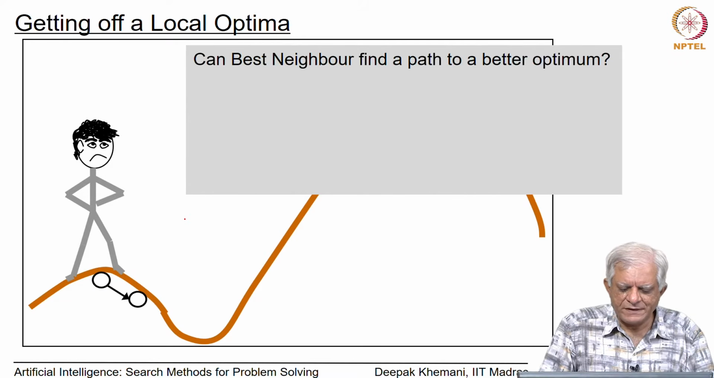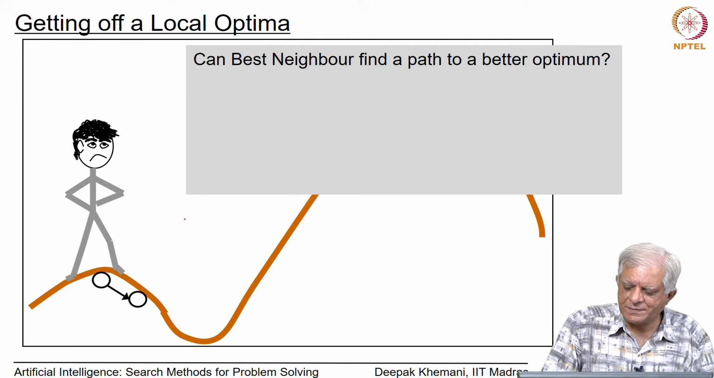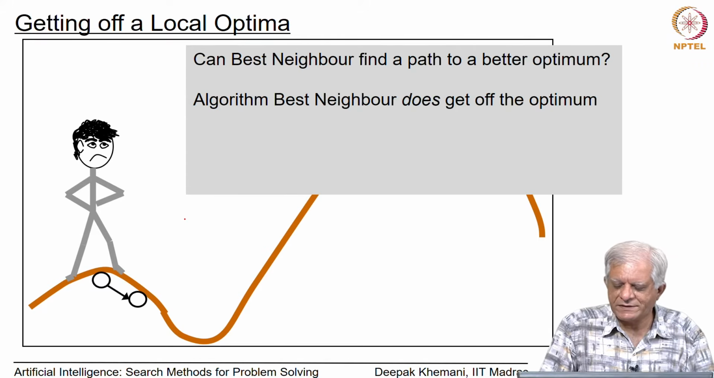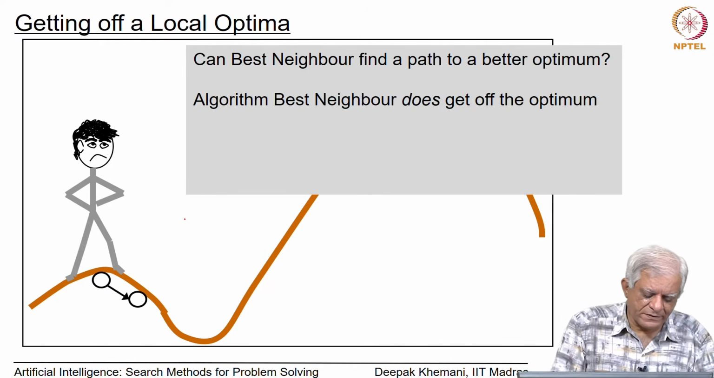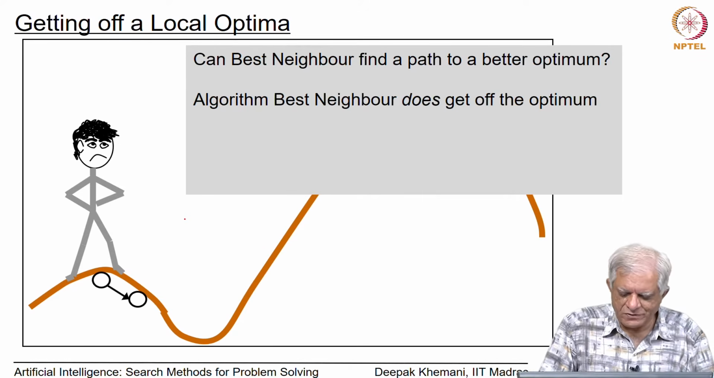So, the best neighbor algorithm that we just wrote, can it find a path to the optimum? As you can see, it does get off the optimum, because we have not put the criteria that the neighbor should be better than the current node. So, it can even be worse, and as depicted here, you are moving from the top of the local maximum to a node which is nearby, but which is a little bit lower.